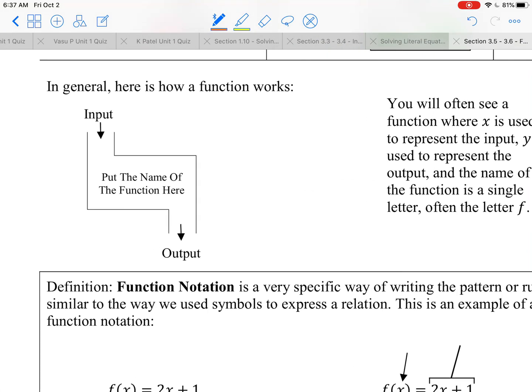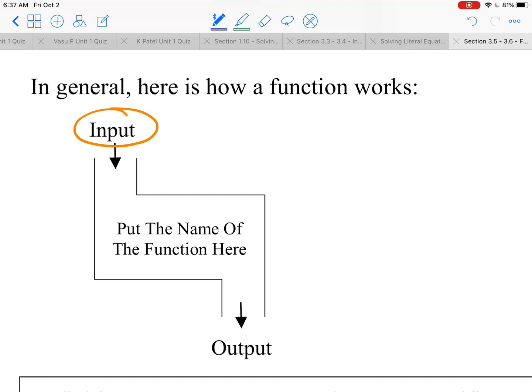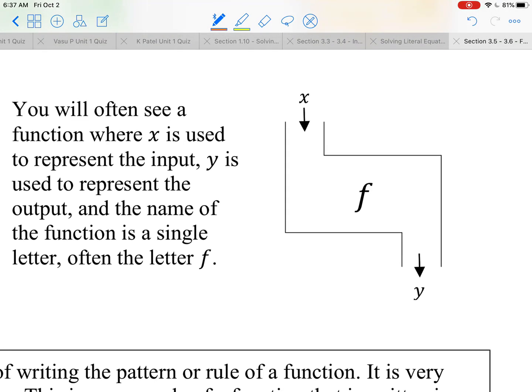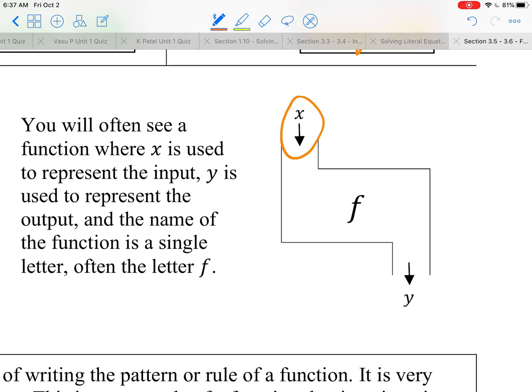Okay, so in general, here's how a function works. You take your input, you put it in, and then we usually just put the name of our function right here, and then it provides an output. So that's how functions generally tend to work. And they usually are written like this. We usually use x to denote the input number that's going into the function. We typically call functions f, although you might see g or h sometimes or some other random letter. But f is kind of the default name for a function. I think it's because function starts with f. And then the output, we usually use the letter y to represent the output number.